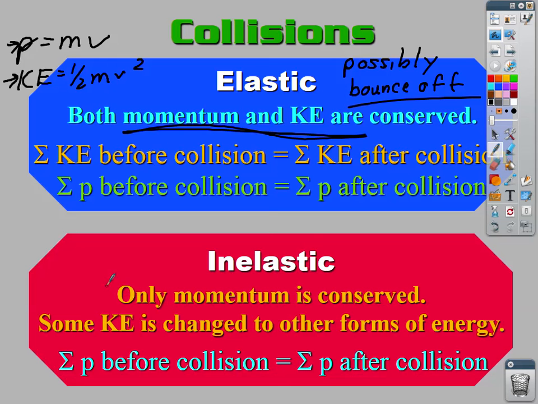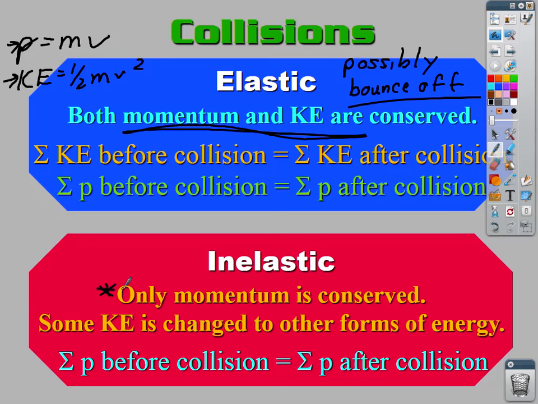Inelastic, only momentum is conserved. So momentum's always conserved. How are you going to confirm that kinetic energy is not conserved? You're going to have to calculate it. You're going to have to calculate the initial kinetic energy of the system. How do you do that? Add up all the kinetic energies. Add up the kinetic energies afterwards. See if they're equal. If not, that would be inelastic. So momentum is still always conserved, but the kinetic energy is not. And energy is lost somewhere.